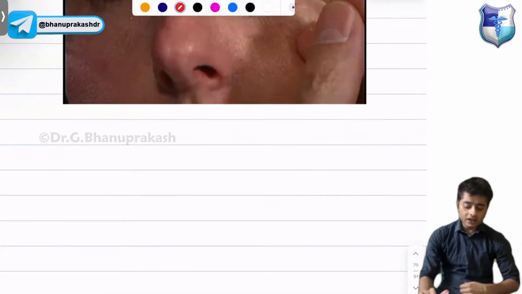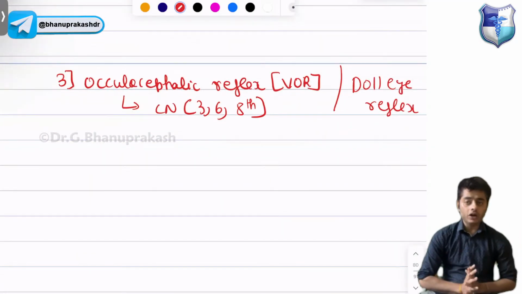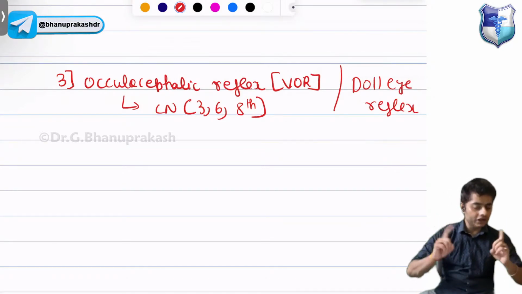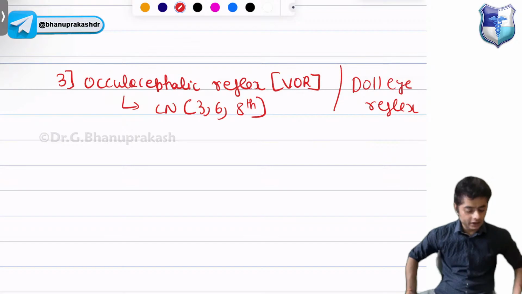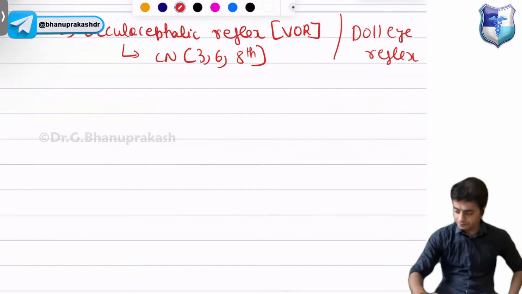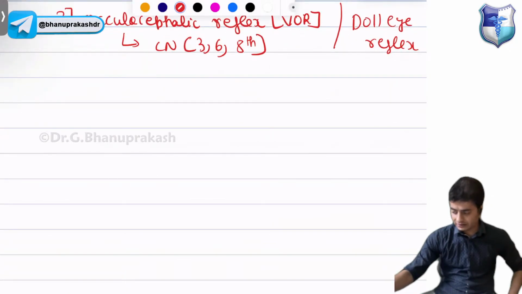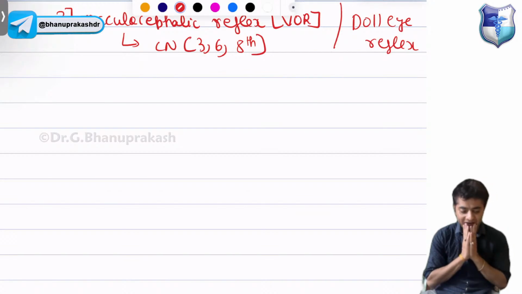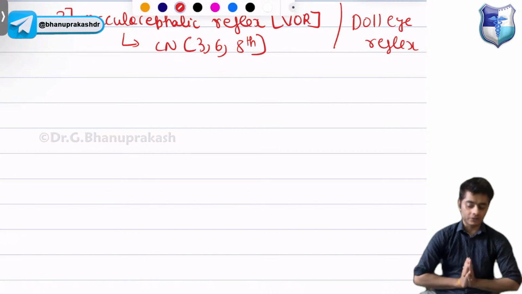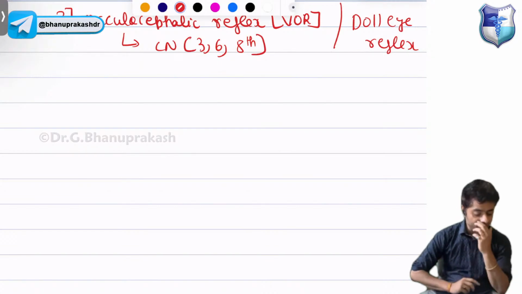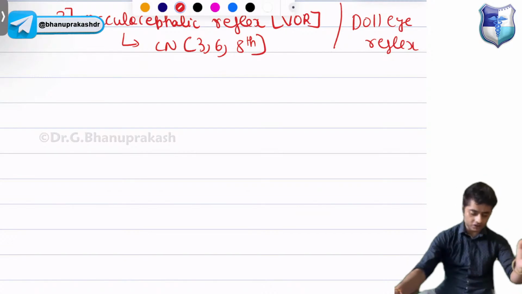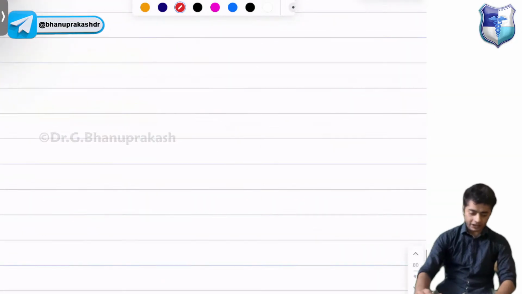ठीक है? तो in my last lecture on dizziness and vertigo, I have told about vestibulo-ocular reflex. So can anyone tell me what do you mean by vestibulo-ocular reflex? It is a very important reflex of your brainstem region because it involves third, sixth, and eighth nerve. If you are not knowing that, then I will tell you again.